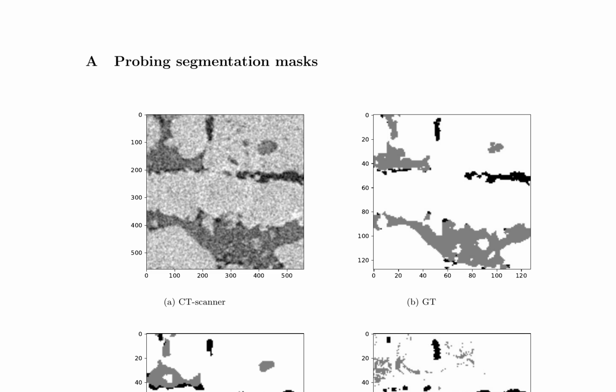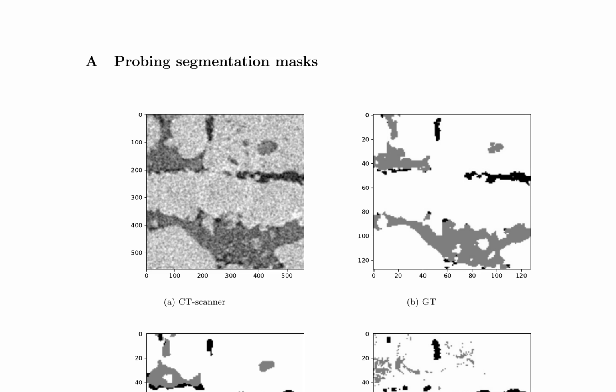The authors conduct a probing segmentation mask analysis, visualized in Figure 10, to compare the performance of 2 feature extractors, DINOv2 and BFE, in combination with KNN probing. The figure displays prediction samples for each method alongside the ground truth and CT scanner images. In Figure 10A, CT scanner images serve as the input, while Figures 10B, 10C, and 10D show the corresponding ground truth, DINOv2, and BFE segmentation masks, respectively. The z-axis represents the number of pixels, and the y-axis denotes the frequency of those pixels.